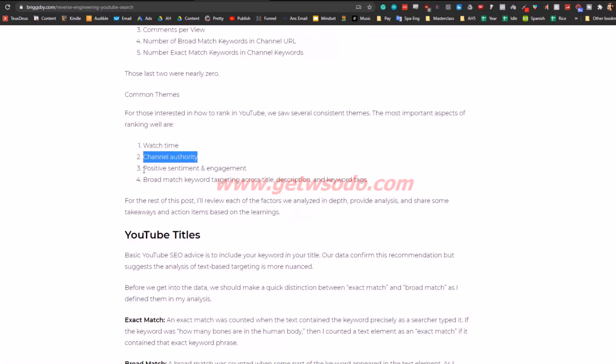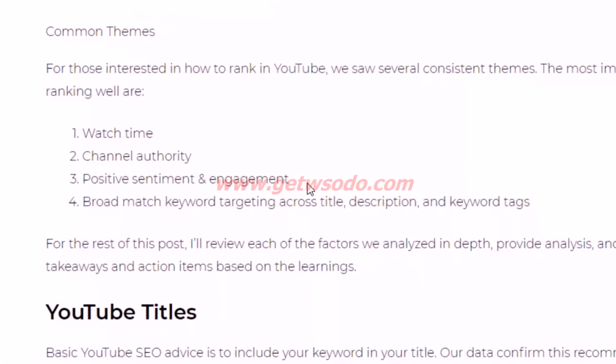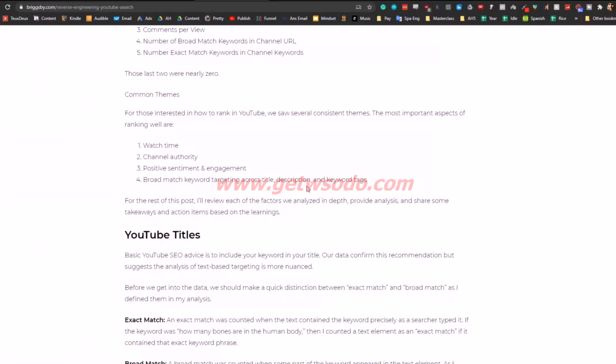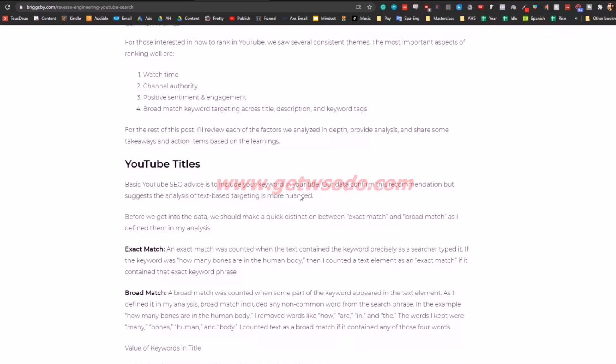Channel authority, positive sentiment and engagement, and broad match keyword targeting across title, description, and tags. So these are the things that we can look at: watch time, channel authority, positive sentiment, and broad match keyword targeting. These are the things we're going to go into on a deeper level, how to have the titles, description, and tags in order to rank well on YouTube. So those are the things we're going to take a look at.